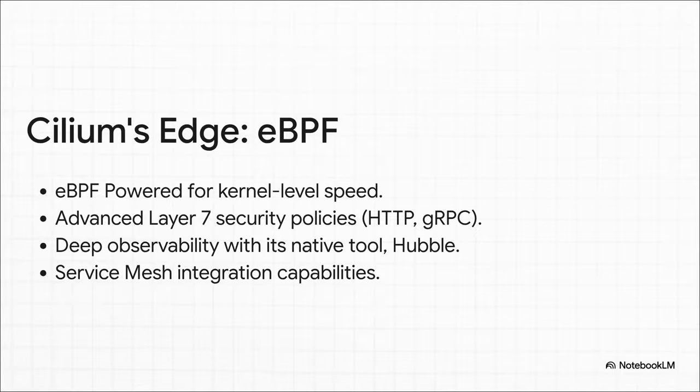So what's so special about it? Well, eBPF lets Cilium run its networking and security logic directly inside the Linux kernel. That is the absolute fastest place you can possibly be. And because it's in the kernel, it unlocks these incredible powers, like being able to understand application traffic, like HTTP calls, providing insane visibility with its tool Hubble, and even replacing core Kubernetes components to go even faster.